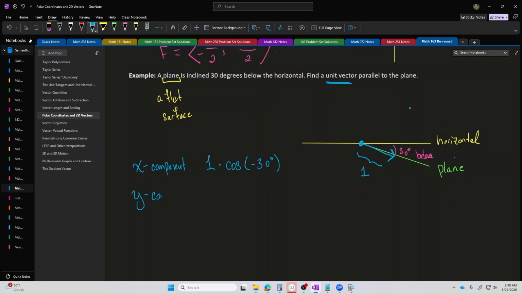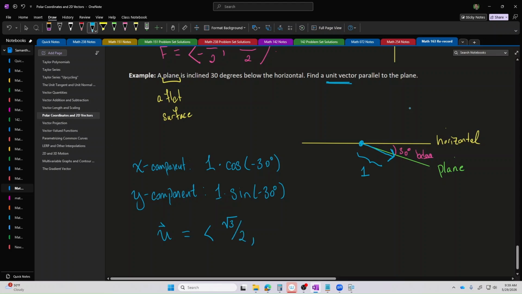The y component, likewise, of this unit vector would be 1 times sine of negative 30 degrees, which means that the unit vector, that I might call u for short, u for unit, would be equal to what these two trig values produce. Root 3 over 2, positive, and sine of negative 30 degrees is minus 1/2.